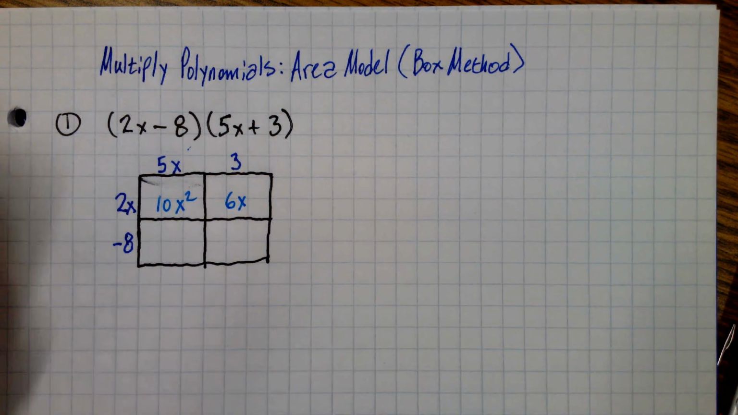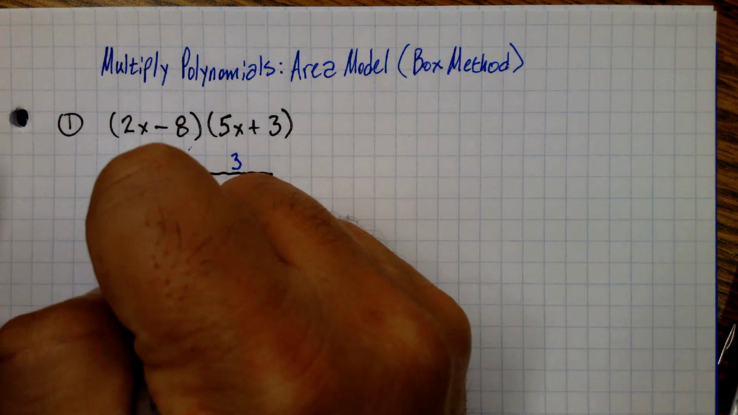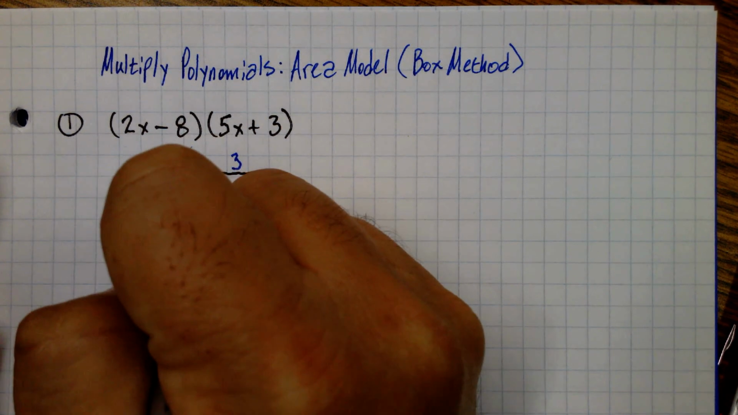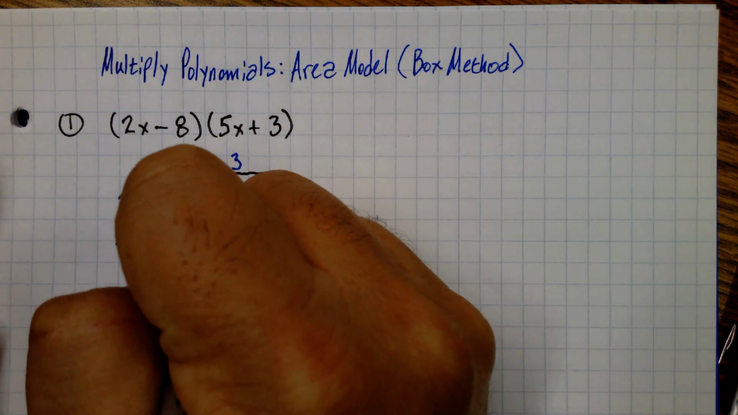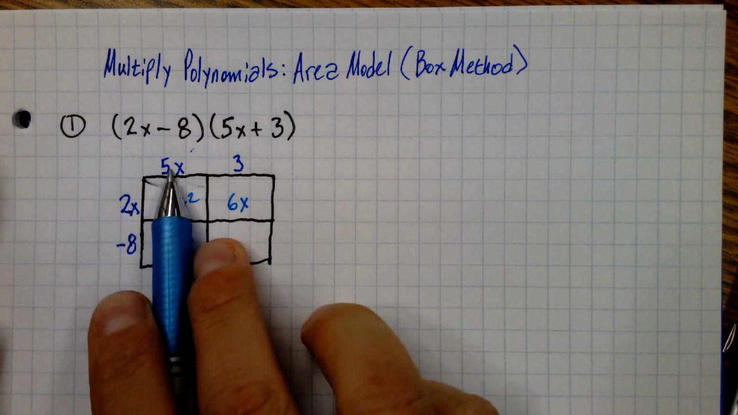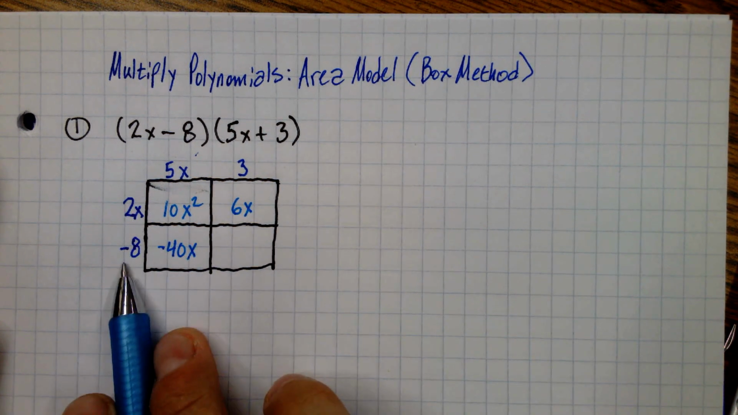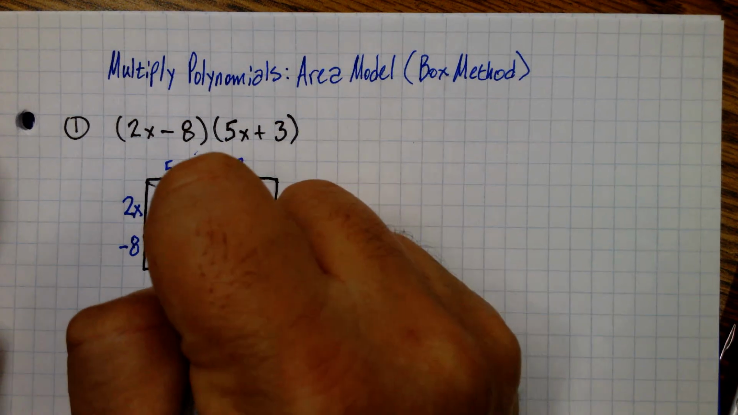Negative 8 multiplies each of those. So that would be negative 40x. Negative 8 times 5x is negative 40x. Negative 8 times 3 is negative 24.